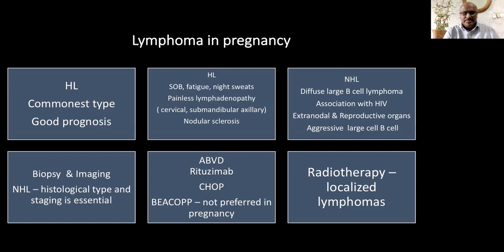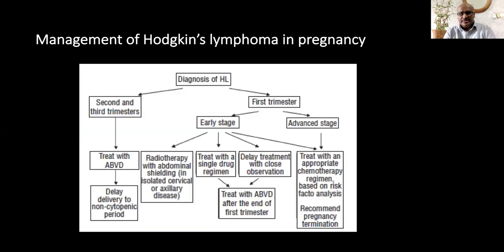So once again, the principles of care: biopsy, image them, and sufficiently stage them, and these are essential in management in pregnancy. You can give them the ABVD regime, you can give rituximab. The CHOP regime is not contraindicated in pregnancy. And ladies and gentlemen, even localized radiotherapy for lymphomas is not contraindicated in pregnancy. So for non-Hodgkin lymphoma, the aggressive B cell type, be cautious. Hodgkin's lymphoma usually has a good prognosis.